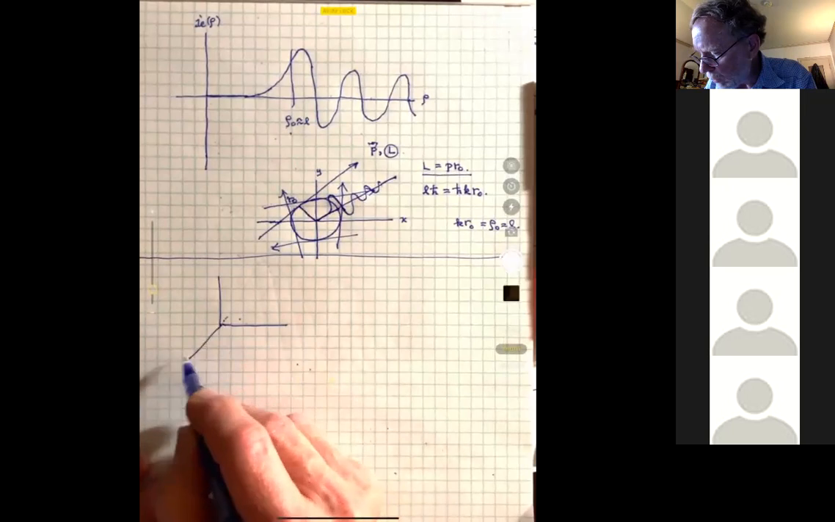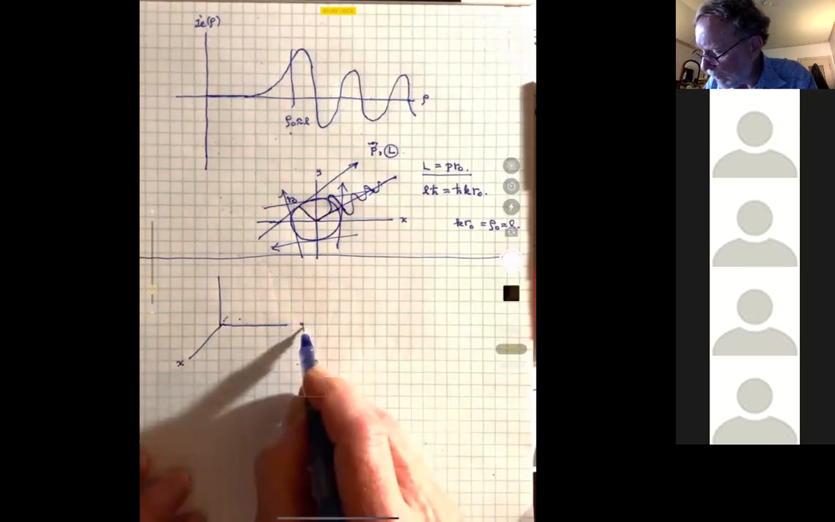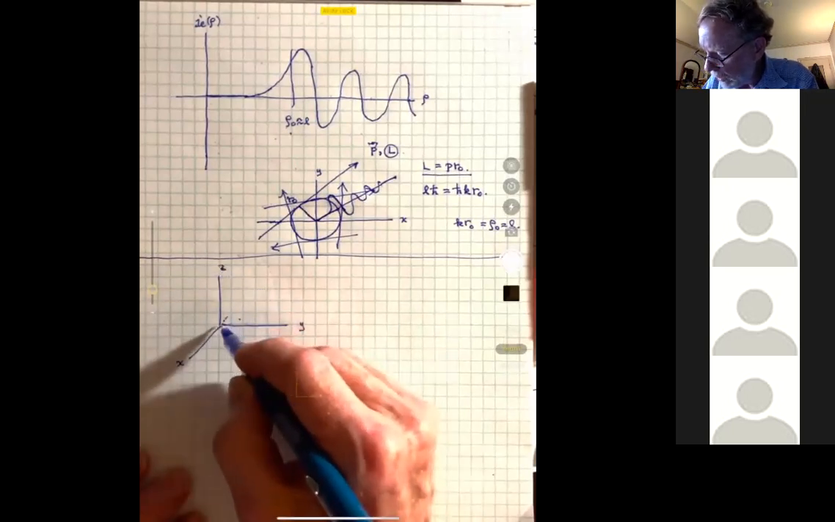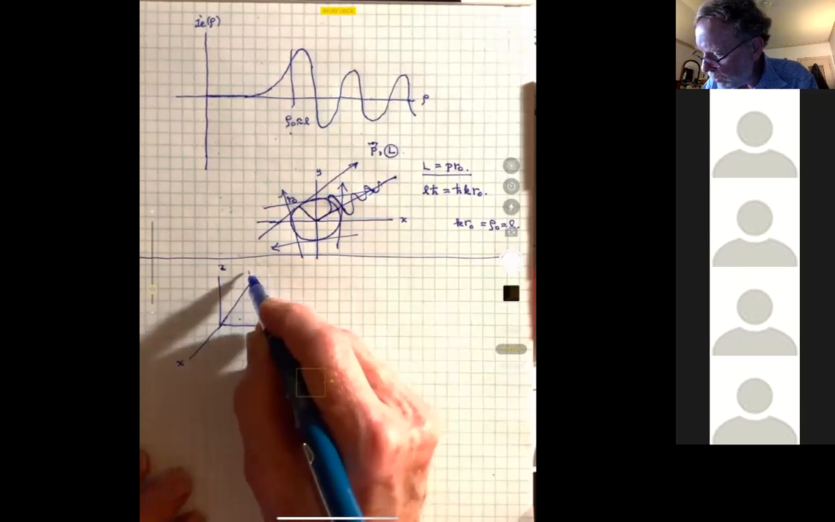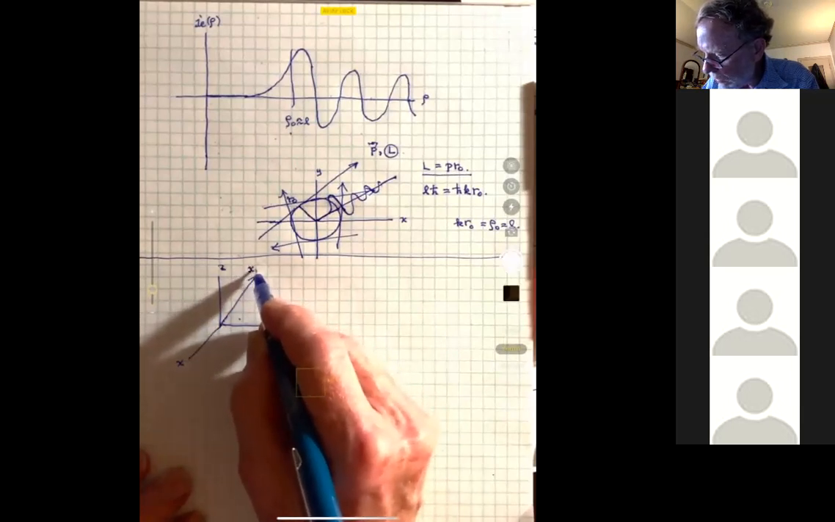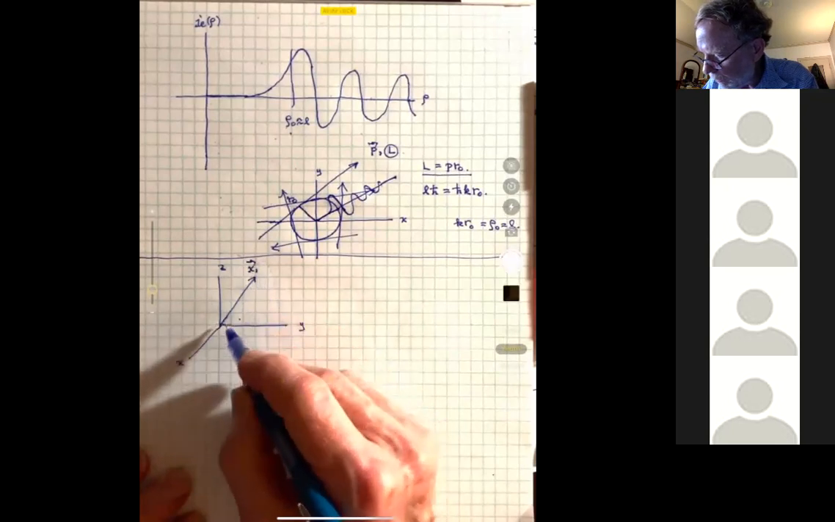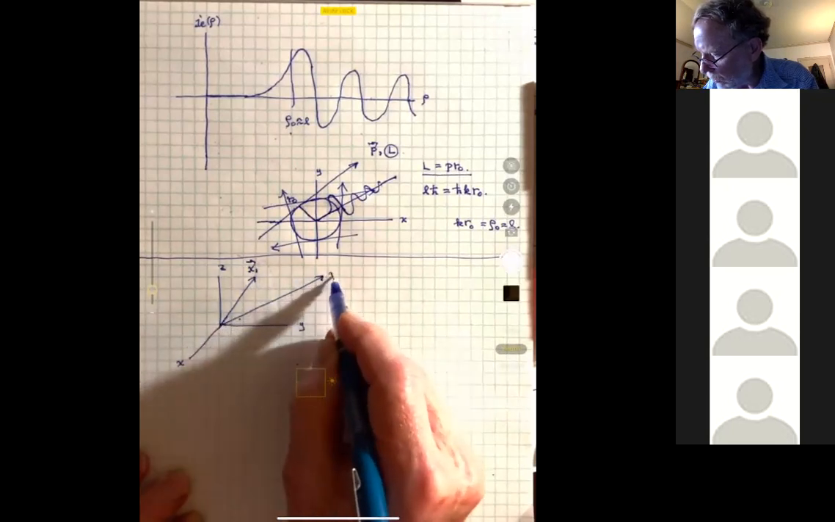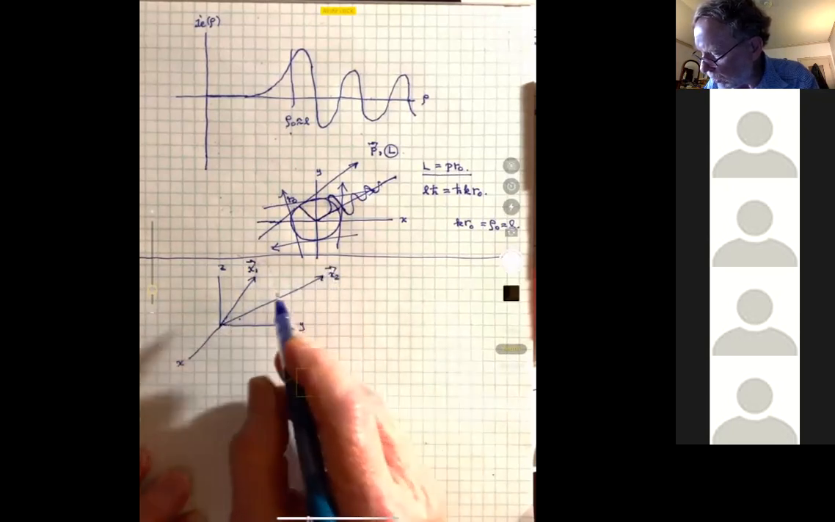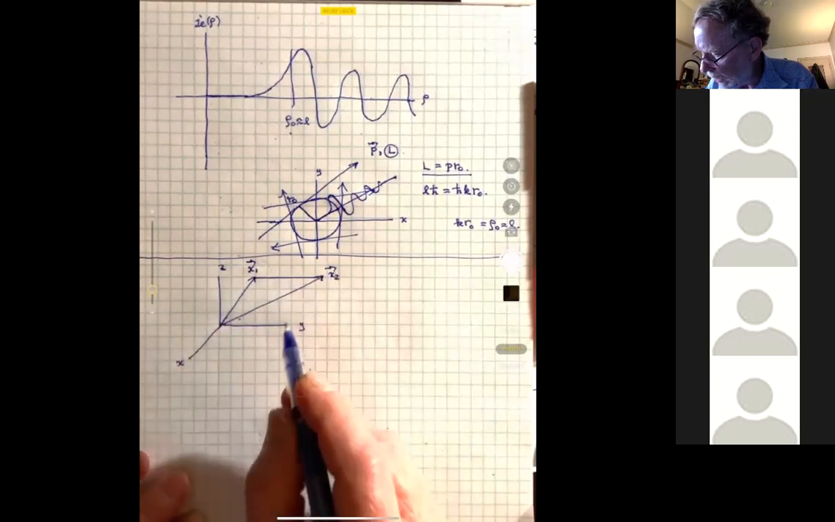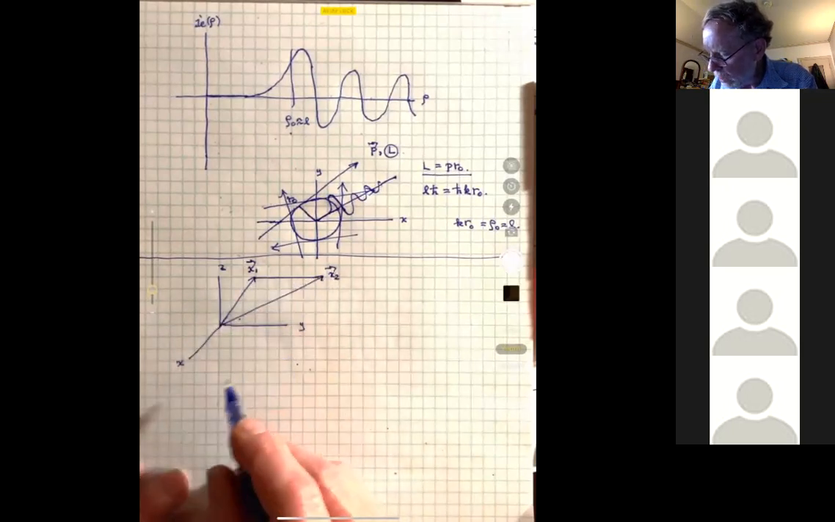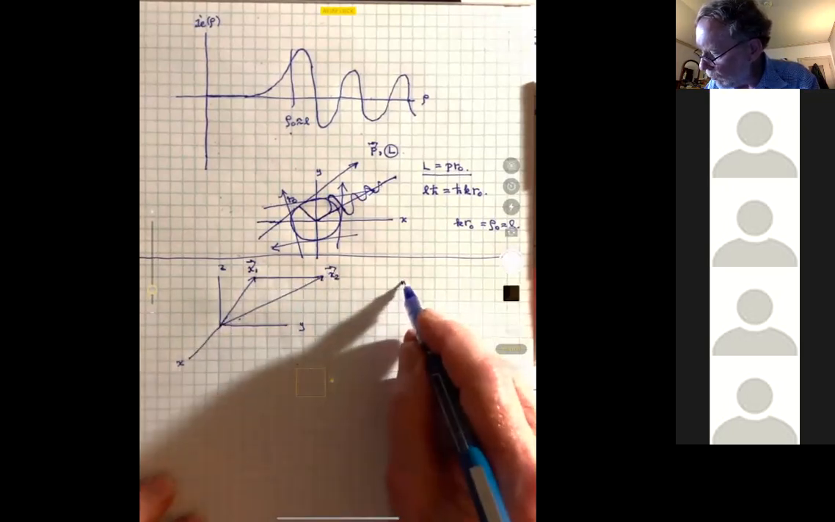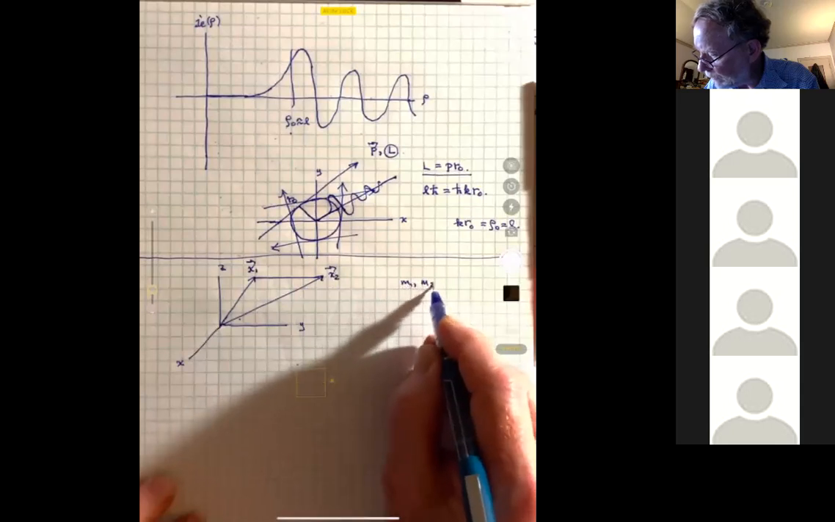Let's take our coordinates x, y, and z, which we can now think of as lab coordinates. And let's put two particles in here. Let's put one at position x1, and another particle out here at position x2. Like so, we have two particles. So draw the line between them like that. And they've got masses m1 and m2, which we'll allow to be different.